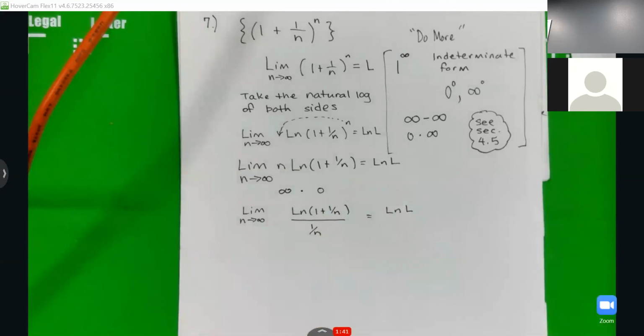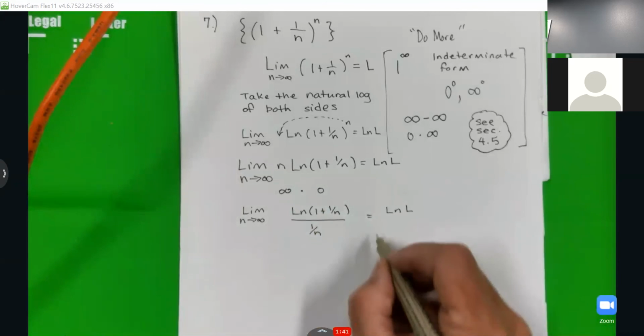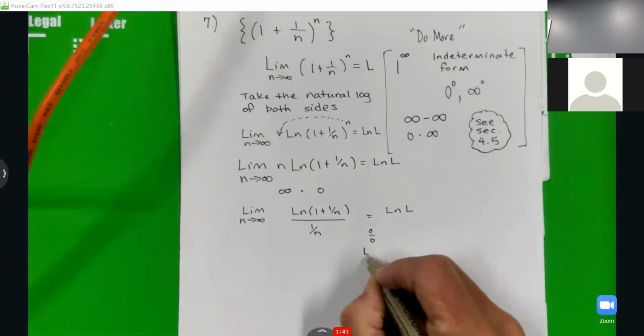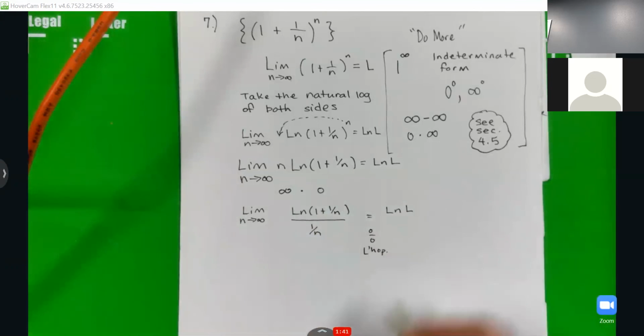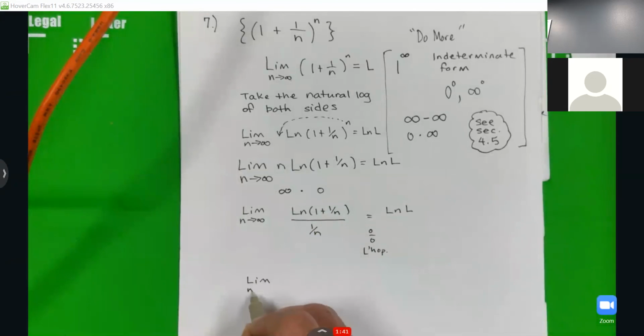But now it's in the right form to do L'Hopital's rule. Both of those 1 over n terms go to 0. The log of 1 is 0. So this has the form of 0 over 0, and we just knock out an application of L'Hopital's rule. Derivative of the top divided by the derivative of the bottom. The derivative of log of something is 1 over that stuff.